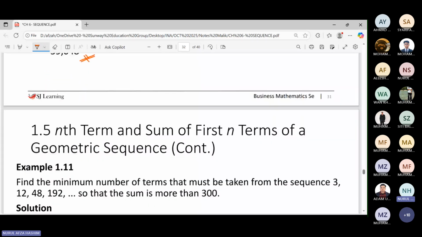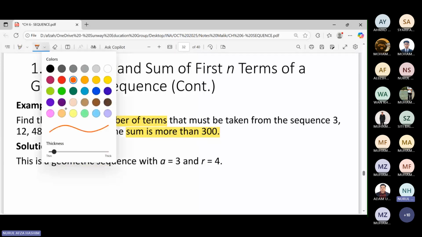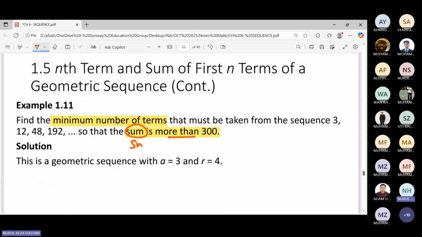Okay, now we go for the next one. They ask you to find the minimum number of terms that must be taken from the sequence so that the sum is more than 300. So you know that this is the sum. When you write down the sum here, it's going to be Sn more than 300.